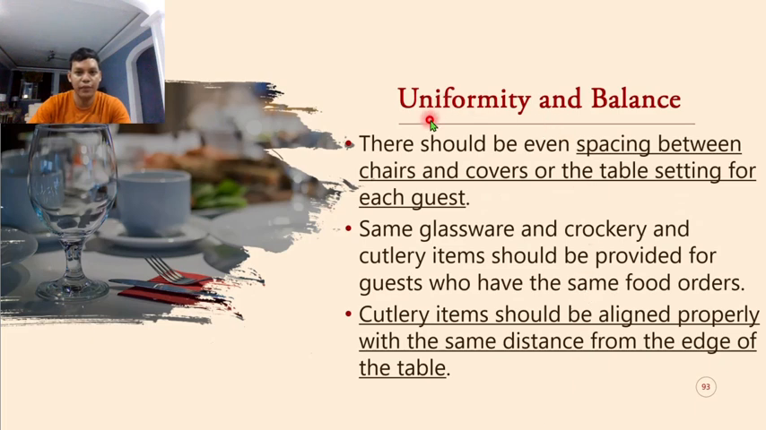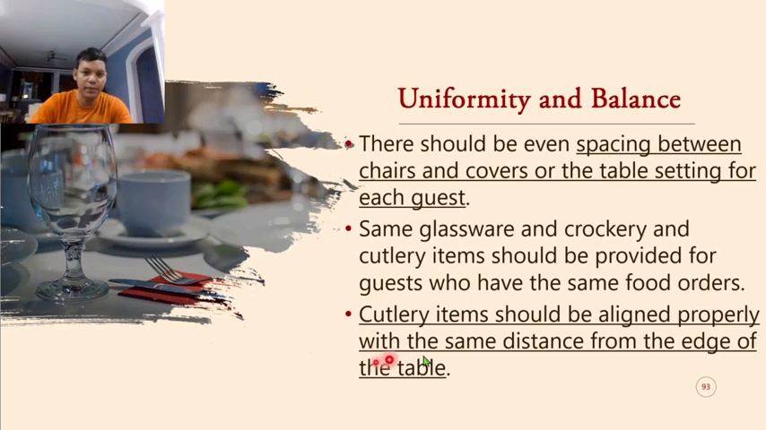Next, in terms of uniformity and balance, there should be even spacing between chairs and covers or the table setting for each guest. So we need to review also the spaces between chairs and covers of the table setting. Also, the same glassware, crockery, and cutlery items should be provided for guests who have the same food orders. So if the guests have the same food orders, they must also have the same crockery, cutlery, and glassware. So it must have a balance.